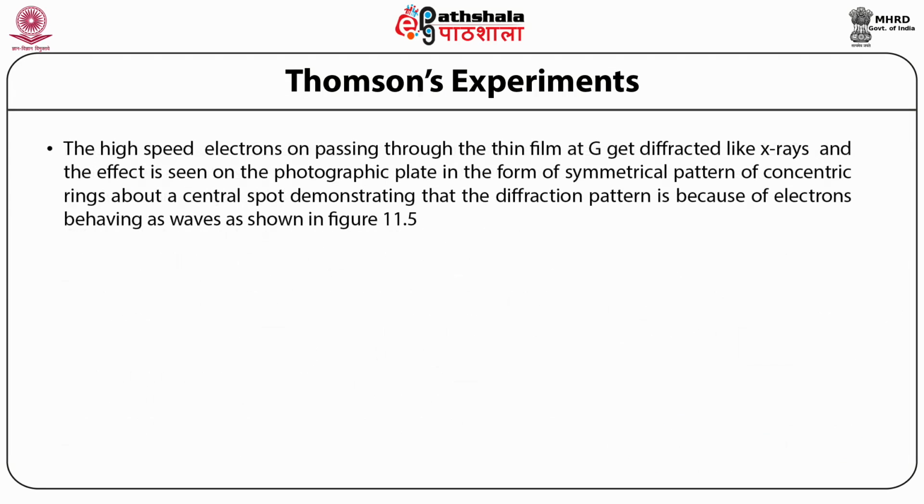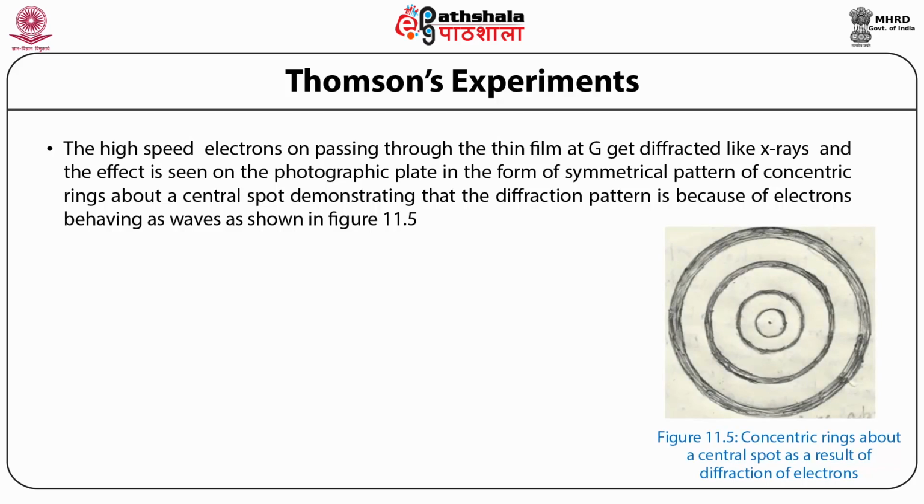The high-speed electrons, on passing through the thin film at capital G, get diffracted like X-rays, and the effect is seen on the photographic plate in the form of a symmetrical pattern of concentric rings about a central spot, demonstrating that the diffraction pattern is because of electrons behaving as waves, as shown in figure 11.5. Figure 11.5 shows concentric rings about a central spot as a result of diffraction of electrons.